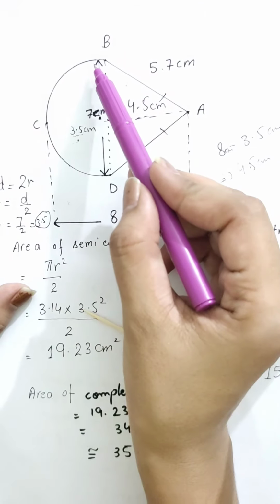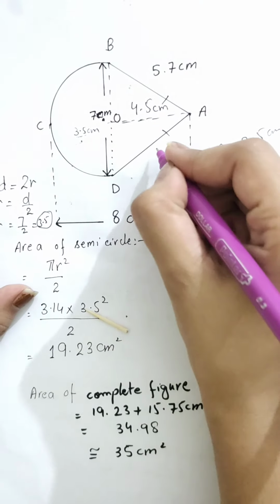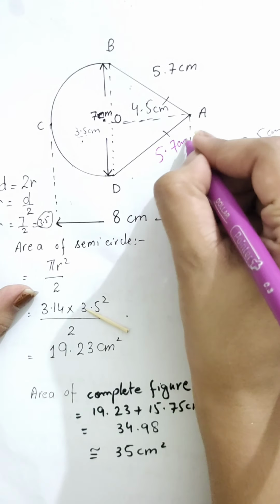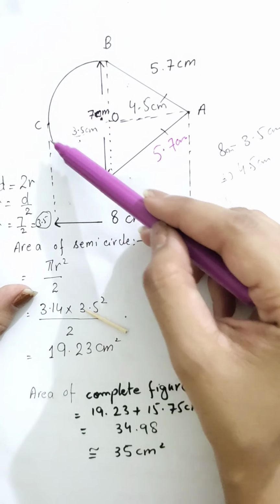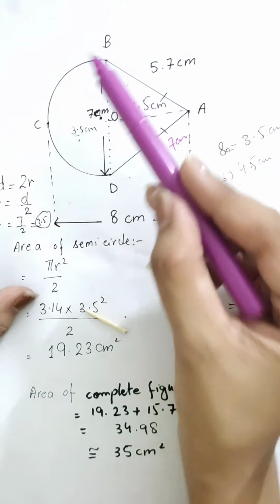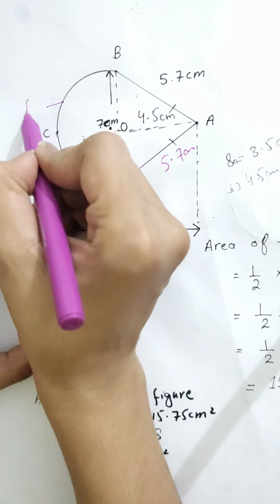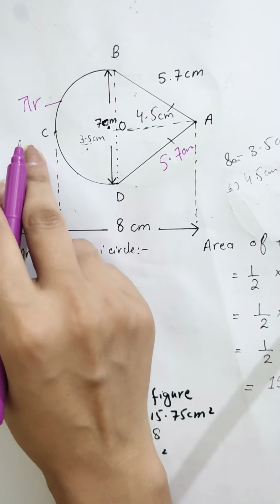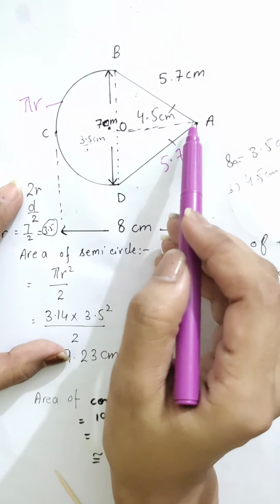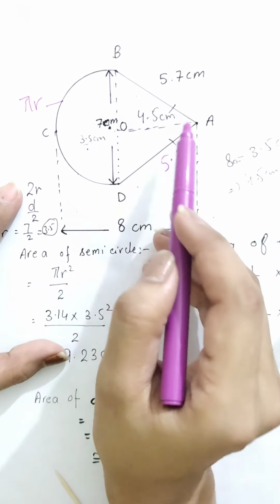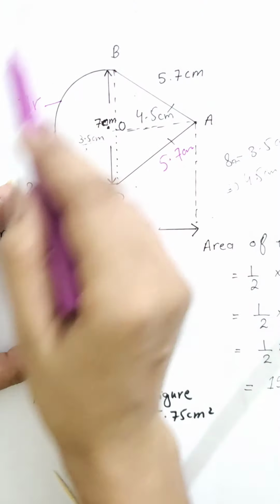A to B is 5.7 centimeter. A to D is again 5.7 centimeter, and the length which is missing is BCD. Actually BCD is also the circumference of the semicircle. How can I find out the length of BCD? With the help of this formula, pi r. By using the formula pi r, I will find the length of BCD. Now sum up these three boundary lines, A to B plus BCD plus DA, and you will get the perimeter of this shape.